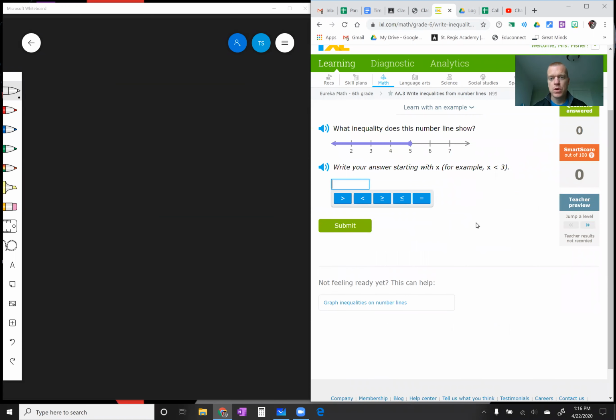All right, so what inequality does this number line show? Remember yesterday I told you that if it's a filled in circle, it has to be less than or equal to or greater than or equal to, and it has to be one of these with the line under it. This one is a filled in circle, starting at 5. So it could be 5 or anything less than 5. So it has to be this one right here, and then you need to put the number 5. So less than or equal to 5, okay?